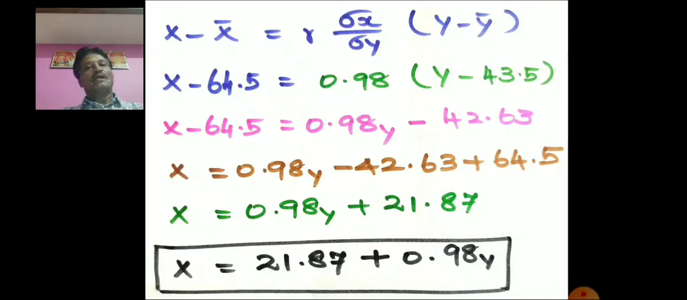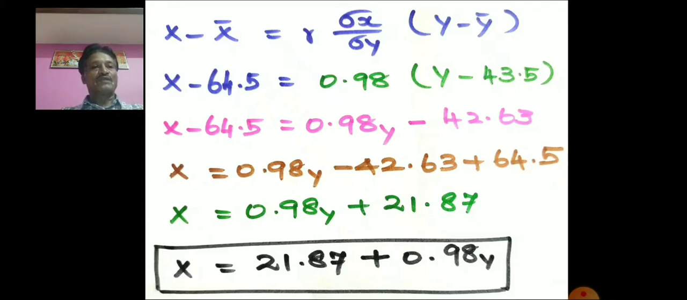When you are changing a value from the left hand side to the right hand side, at that time you have to change the sign. So here x equal to 0.98 y minus 42.63. Now you are taking minus 64.5 from the left hand side to the right hand side, so you have to change the sign. So you put plus sign and 64.5. So now x equal to 0.98 y.